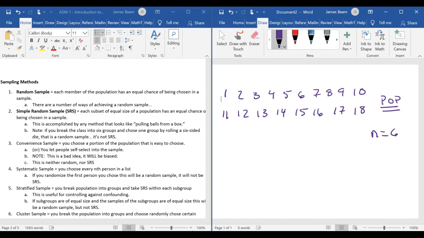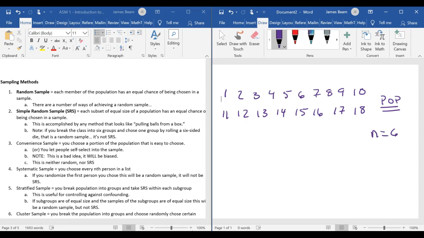Now, a really bad way of doing this is what's called a convenience sample, which is basically I just pick 6 numbers that I want to use, and those are the ones I use. This can be done by going into the cafeteria and sampling the first 10 people I find, or just asking my friends what their opinion is, or letting people self-select into a set. A bad idea, because usually you don't get a representative sample that way. This sample will almost always be biased, and it is neither random nor a simple random sample. So convenience sampling is a bad idea.